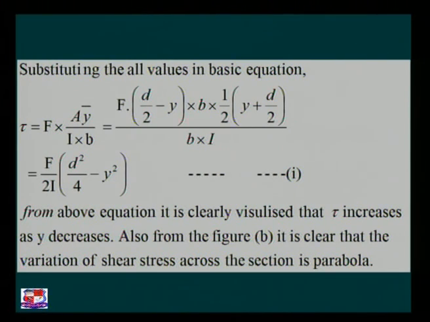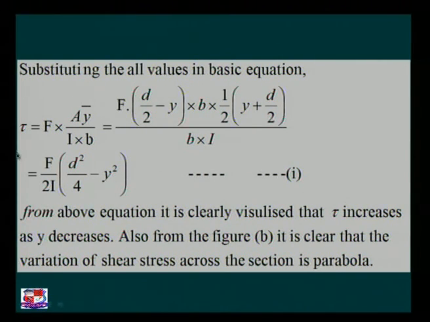Now substituting all the values in this basic equation, tau is equal to F A y bar by I b. F is the shear force acting at a given section. A is nothing but D by 2 minus y into B, cross y bar, half into y plus D by 2, over I b. We are simplifying this equation, and if we take common terms, F by 2I, it comes to be F by 2I bracket d square minus 4y square.